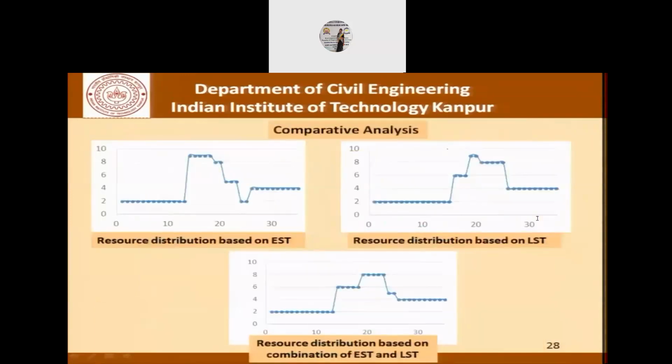Now, this picture here shows the comparison that we have. This was when the activities started on their earliest starting times. This is what we have when we have the activities starting at their latest starting times. And this is what we have when we did the combination of EST and the LST for the different activities. Personally, to me, this seems to be the best alternative that we have so far.